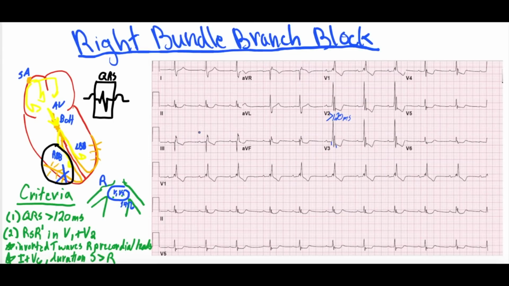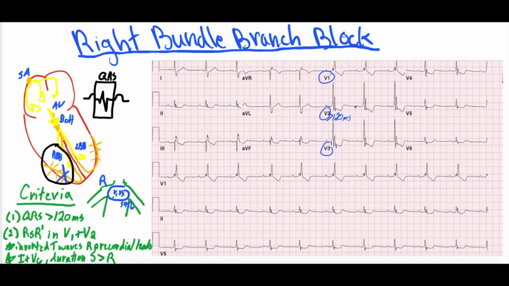We just know now with the QRS greater than 120 milliseconds that there's a bundle branch block going on. So now what type of block is this? So we can first look in our right-sided leads, right? So we have V1, V2, even V3 to some extent, and we want to see what the morphology of this QRS is. Do we have this R, S, R prime?